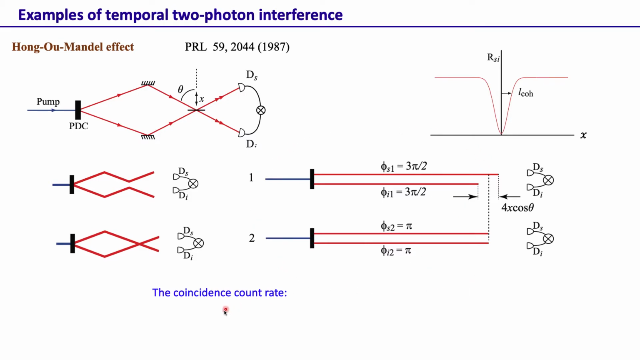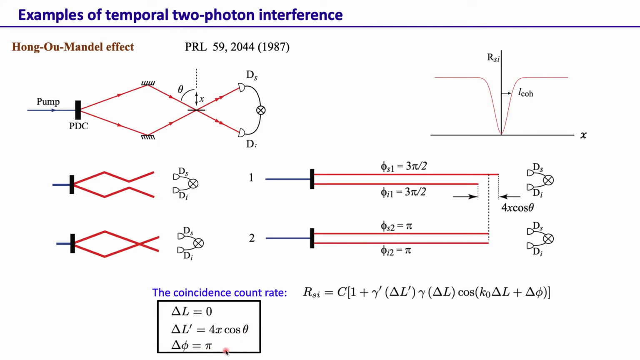If we calculate, this is our general coincidence count rate, and so we need to calculate delta L prime and delta phi. Delta L in this case is essentially 0, because the mean position here and the mean position here, the difference is not changing, so delta L is 0. Delta L prime in this case is 4x cosine theta, and delta phi is pi. If you put in these quantities, we see that the coincidence count rate is 1 minus gamma prime of 4x cosine theta.